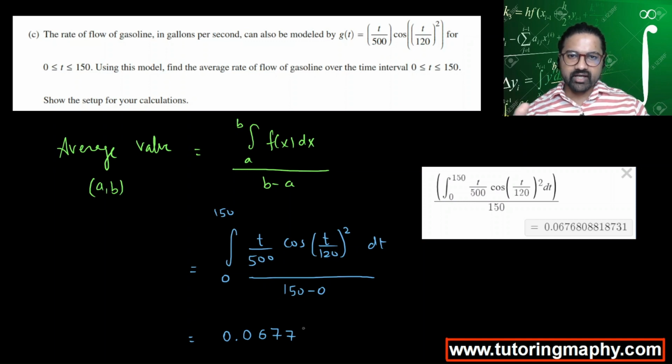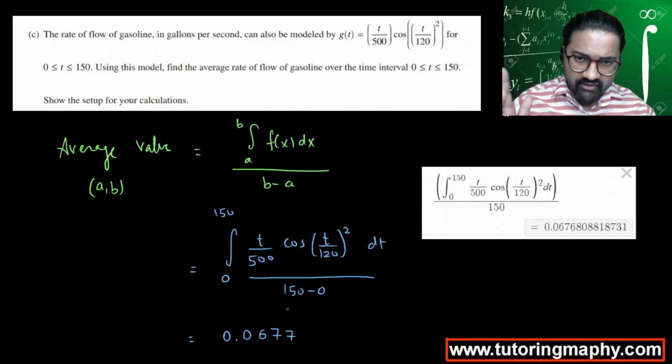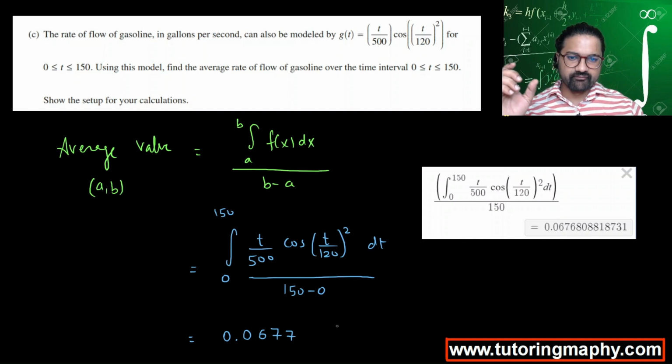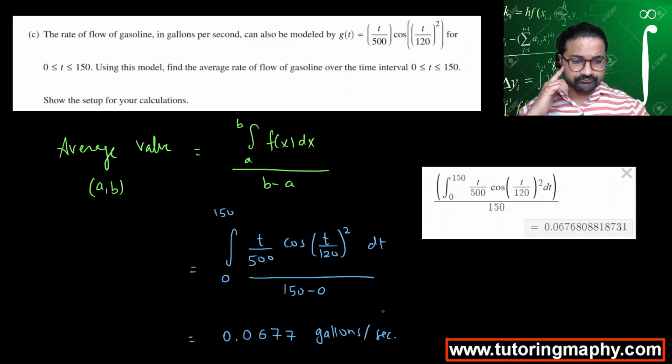Using this model, find the average value. So this is the average value of the rate of flow of gasoline. Yes, the average rate of flow. This is the average rate of flow of gasoline. So obviously the unit is going to be gallons per second. This is going to be the unit. So this is how we solve it.